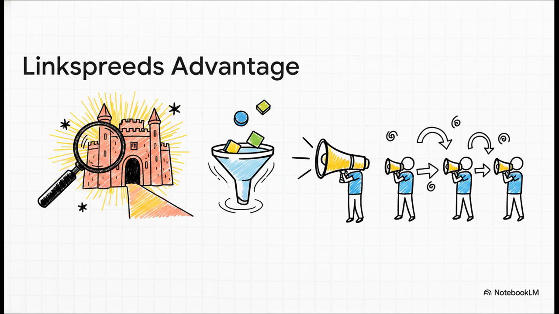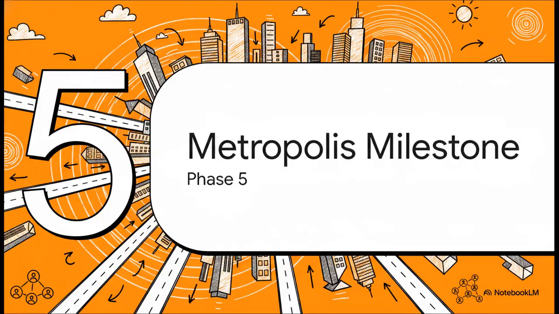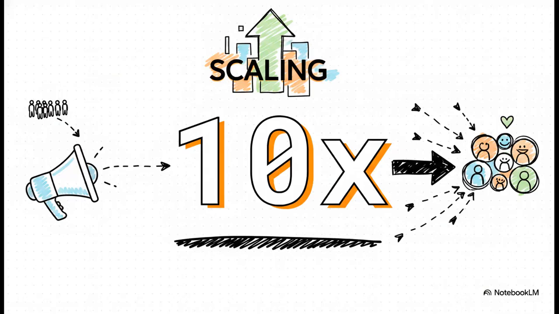And third, growth hacking and viral loops. Firms like Linkspread help design systems, think viral rewards or invite-only mechanics, that turn your current user base into a massive recruitment engine for the expanding metropolis. Phase 5. Achieving the metropolis milestone. If you build those highways correctly, you hit this thrilling tipping point. The network effect takes over. Every new user adds exponential value for every existing user, and suddenly the city starts growing itself.